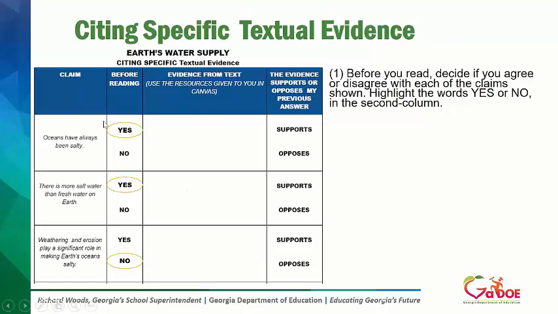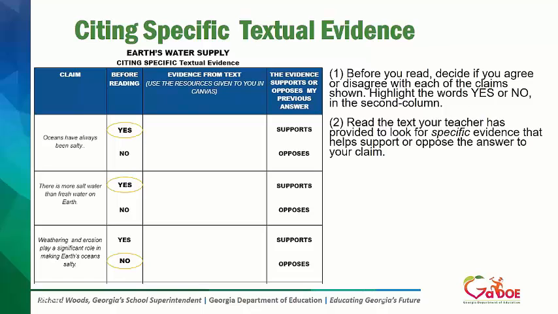Now, I always tell the kids, listen, if you don't get this right, it's okay. This is just what you think you know. And if you don't know, it's okay. You don't change your answer. Once they do this, I give them the text where I want them to find the information. I tell them, read the text your teacher has provided, look for specific evidence that helps support or oppose the answer. It doesn't have to support the answer, it can oppose their answer, okay? That way they can see if they really understand what they have learned.